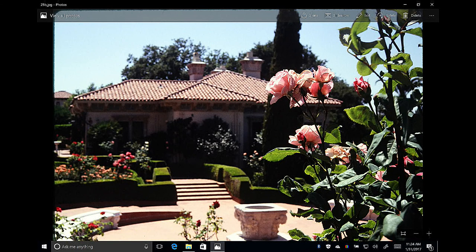Here's another example. We have flowers in the foreground. Those pink roses on the right-hand side are in focus, but the house and all the material behind it is in soft focus. And so that's another example of shallow depth of field.